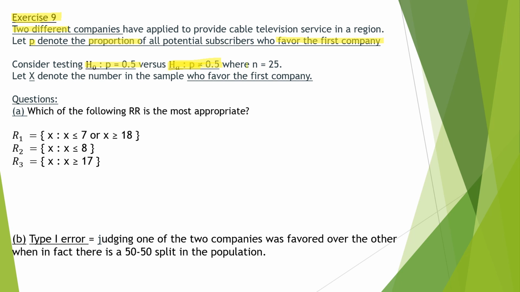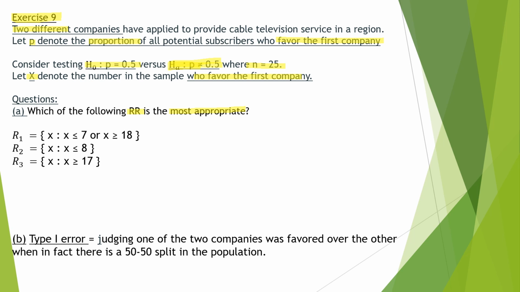And then our n is 25, and we have been given x, which is the number in the sample who will favor the first company. So if 10 out of 25 favor the first company, then x equals 10. Now the question is, which of the following rejection regions is the most appropriate? The first one is x less than or equal to 7, or x greater than or equal to 18. The second says x is less than or equal to 8, and the third says x is greater than or equal to 17.